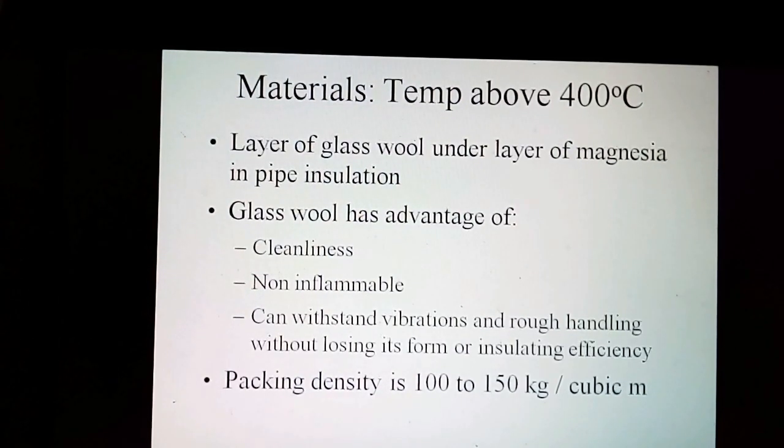A layer of glass wool before the layer of magnesia is generally used for pipe insulation when the temperature is above 400 degrees centigrade. Glass wool has the advantage of cleanliness, is non-inflammable, and can withstand vibrations and rough handling without losing its form or insulating efficiency. The packing density is varied between 100 to 150 kilograms per cubic meter as per requirements.